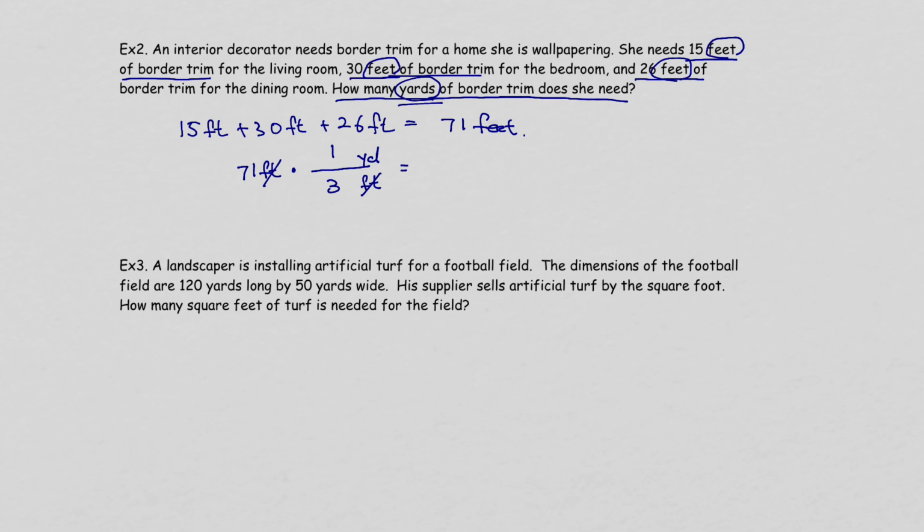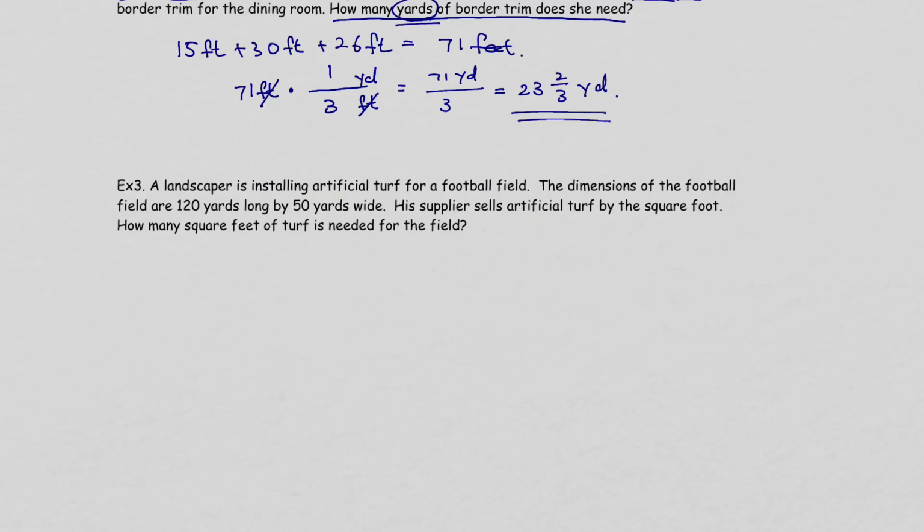So when we multiply that, we end up getting 71 yards over 3. This gives you 3 goes into 71, 23 times with 2/3 remaining yard. So that will be the total yards you're going to need to trim all those 3 rooms. Let's look at one more problem. So you wanted to pause this video to make sure you read the problems and see how far you understand.